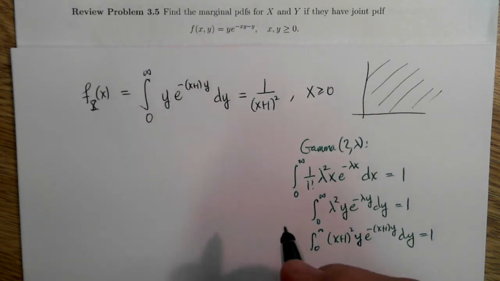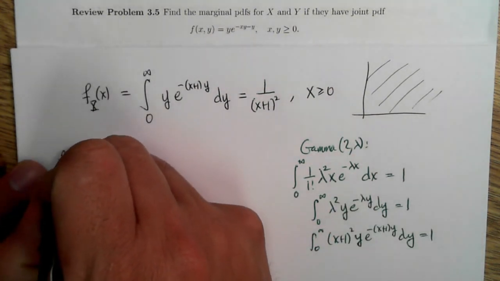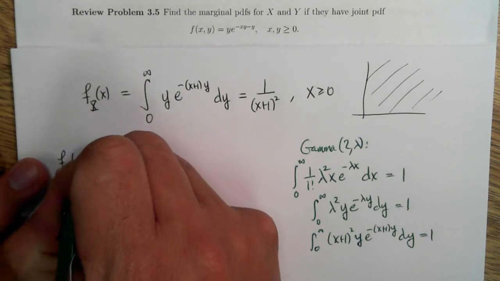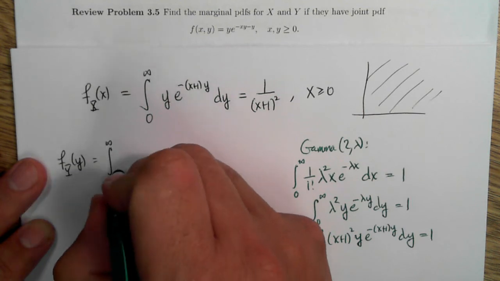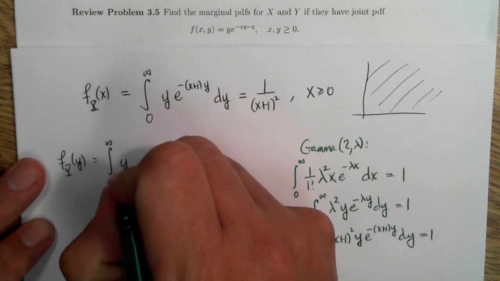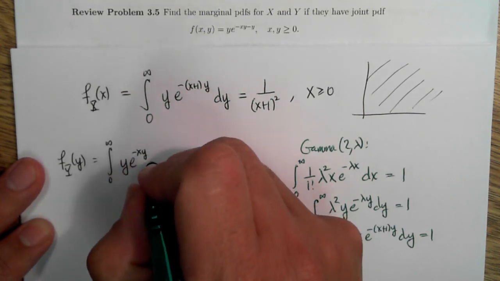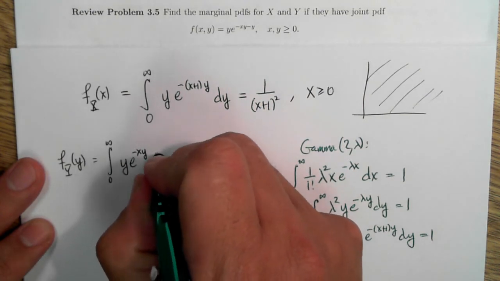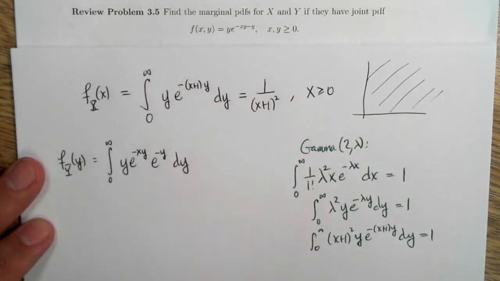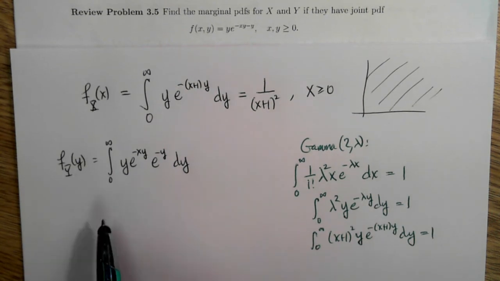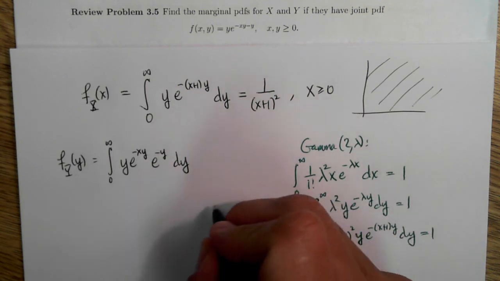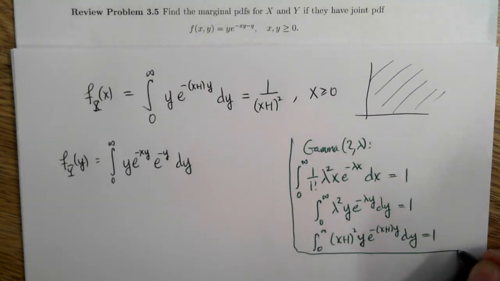Okay, next we need the density for y, so that's going to be f sub y. So I integrate this time over all the possible values of x going from 0 to infinity: y e to the minus x times y times e to the minus y dx. All right, now how am I going to do this one? Well, I recognize again that I can use the exponential distribution.